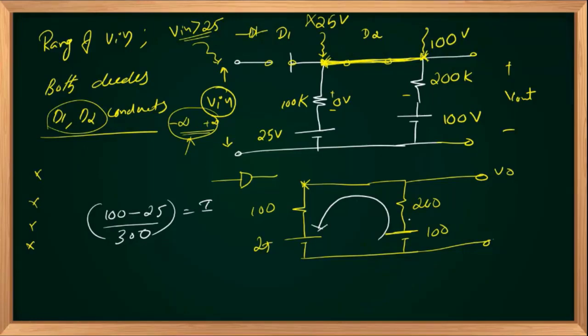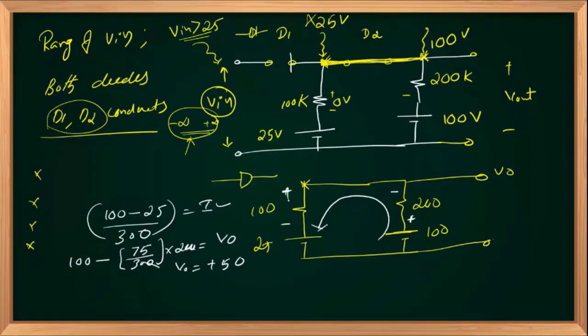So I flowing like this, plus minus voltage will drop across 200, plus minus voltage drop across 100. So V out is either the drop across 100 plus 25, or 100 minus the drop across 200. So 100 minus drop across 200 is nothing but I multiplied by 200. So 100 minus 25 is 75, divided by 300 was the current, multiplied by 200 is my V out. So this will cancel each other. 75 by 3 is 25. 25 into 2 is 50. 100 minus 50 is nothing but V out equal to positive 50.